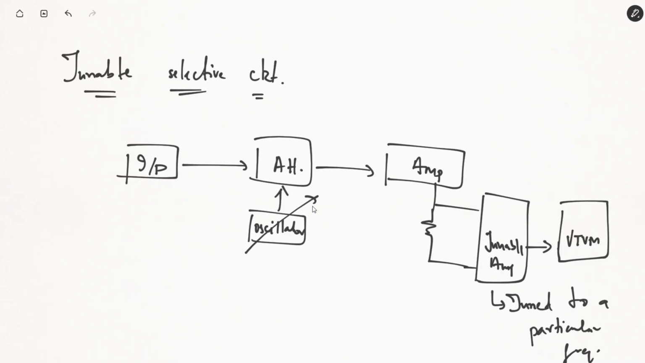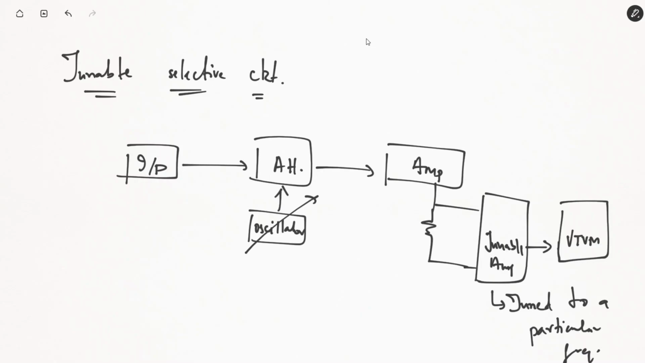Say, for example, you want to measure the ninth harmonic, the 11th harmonic, or the fifth harmonic. You will tune your attenuator to that. You will make sure that your attenuator passes on only the signals around that particular frequency, and then your tuned amplifier will also make sure that only that particular frequency component is amplified while rejecting all other frequency components. So this is how you measure the magnitude of one particular frequency component using this tunable selective circuit.